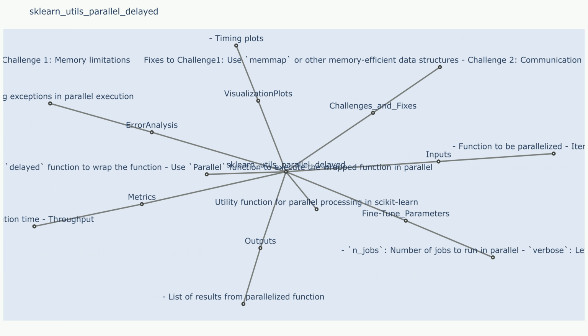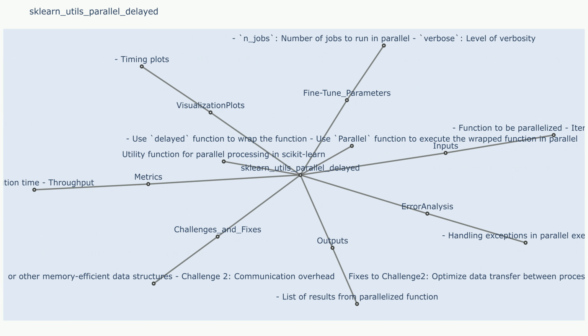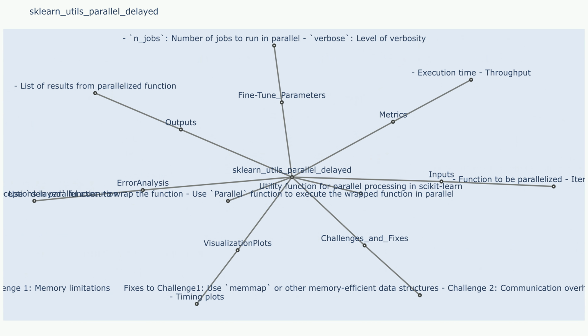Steps: wrap your function. Use the delayed decorator to wrap the function you want to execute in parallel. Create a parallel execution environment. This is done using Parallel from joblib. Execute tasks: pass the list of delayed objects to the Parallel instance, which will manage their execution in parallel.